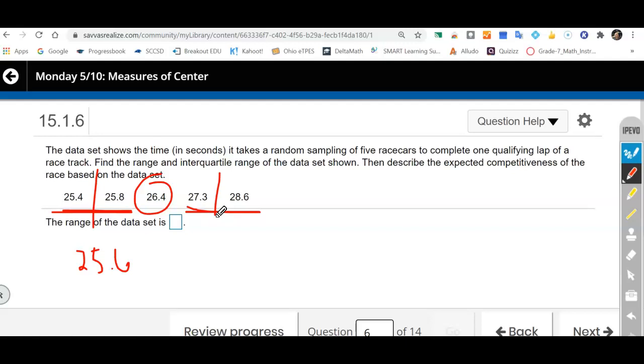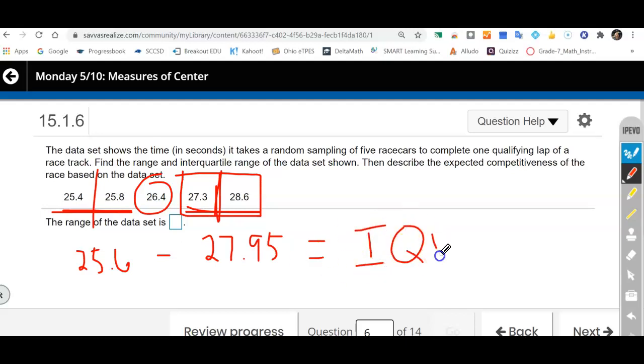Do you remember what you do to find out what number falls right there? You add the two numbers up and divide by 2 to figure out what number falls right in between them. So 27.3 plus 28.6 divided by 2. We get what, Lorelai? 27.95. That's weird. Now we just find the difference between those two numbers. That would be my interquartile range. You might see it written as IQR. Okay.